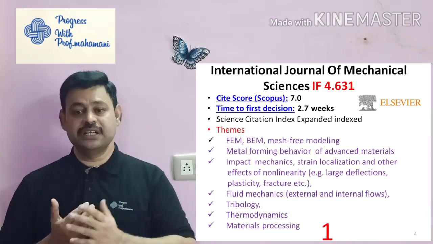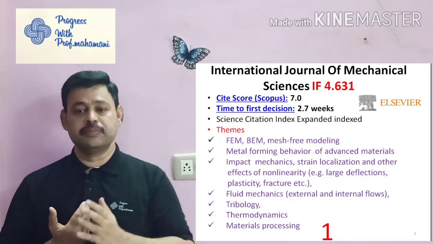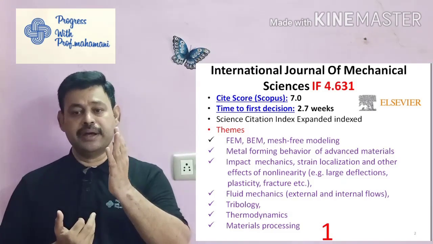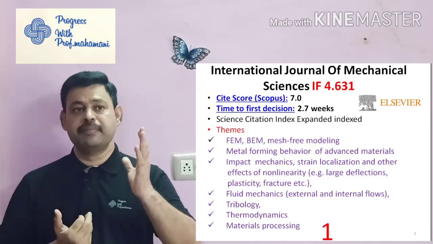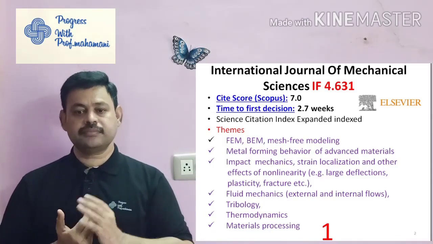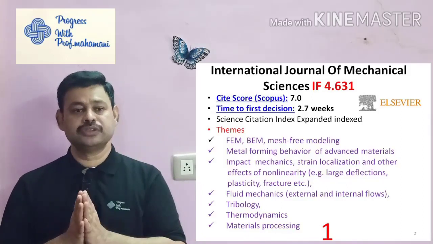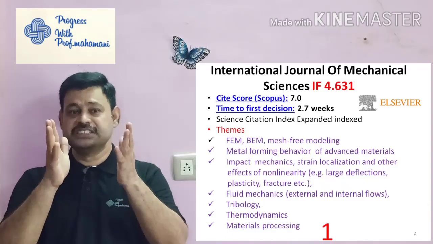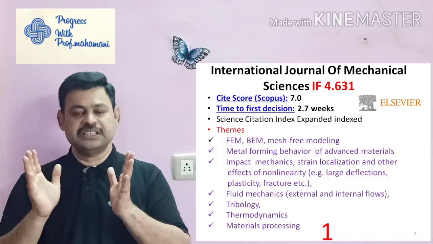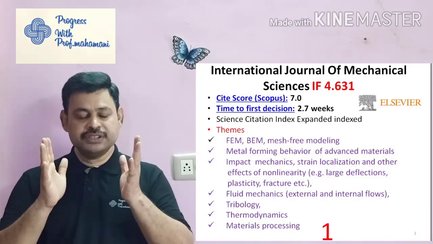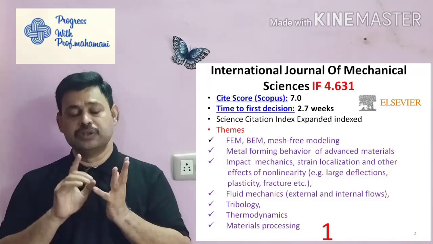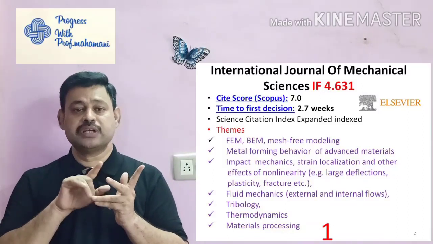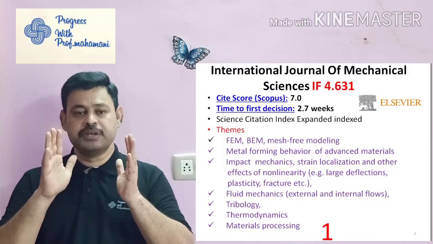Then the themes of the journal. If your article belongs to meshfree modeling, metal forming behavior, plasticity, mechanics of materials, fluid mechanics, tribology, thermodynamics, or material processing, whatever your area of research, you need not bother, because it is a general journal. You can submit your paper. But it is Elsevier, and the impact factor is 4.6, so they will expect all the quality. They will expect good plagiarism, under 5% plagiarism, very good English, very good language, and your work should be very important.